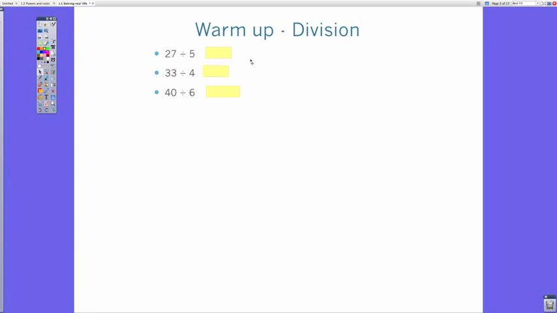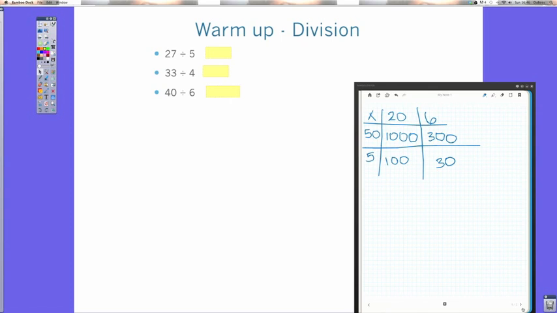Okay, we're going to have a look at some division questions. So the first one is 27 divided by 5. So press pause and then I'll go through the answer with you. So for this question, we're going to need to do long division. So I've got 27 divided by 5. So I need to think how many 5s will go into 20, okay, or into 2.